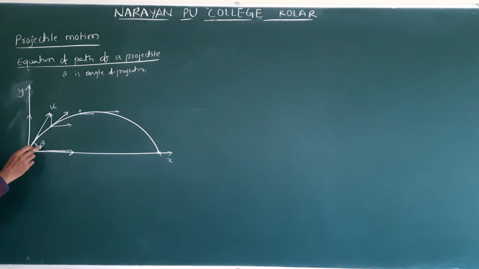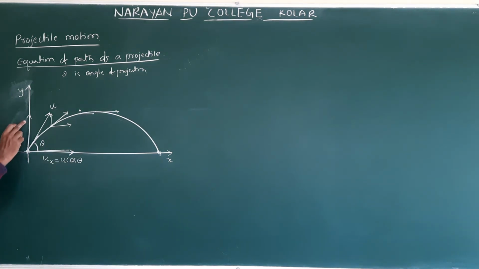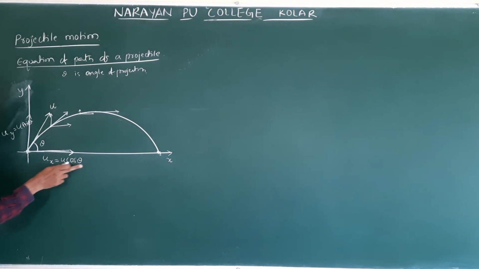Clear? So now take the initial conditions. What will be the initial velocity? U. What is the component along the x direction? That is, the x component is what? Ux. Ux, how do we write? U cos theta. What is the velocity along the y direction? Uy. That is u sin theta. Understand? One component, initially u cos theta, acts along the x direction.